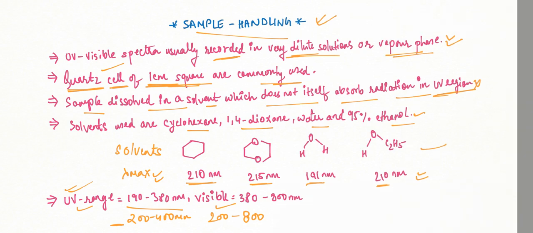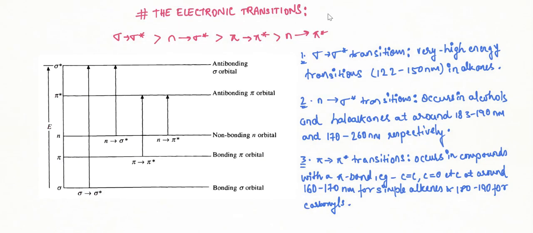Alright, now let us also talk about the electronic transitions. They are very important. If we want to go deep into studying and analyzing the spectrum, we first have to know what the electronic transitions are. The basic electronic transitions are given over here. And let me also tell you that we are talking about organic spectroscopy, right? We are talking about organic molecules over here.